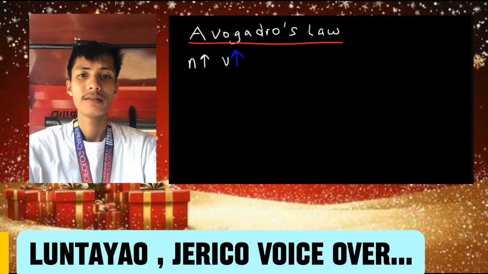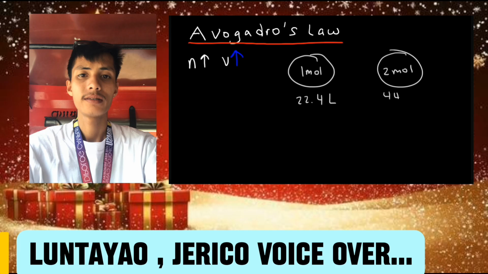Think of a dozen. A dozen represents 12. So a mole is 6 times 10 to the 23. It's a very large number. Now let's say you have a balloon that contains 1 mole of air. It's going to have a volume of 22.4 liters. If you have 2 moles of gas, the volume is going to increase to 44.8 liters. So as you increase the number of moles of gas, the volume will increase.